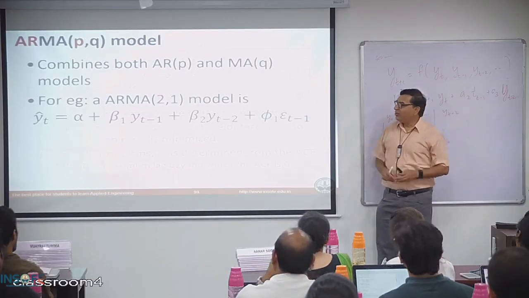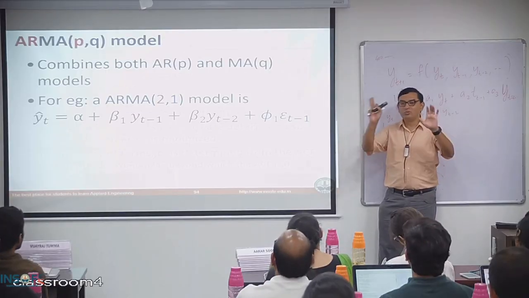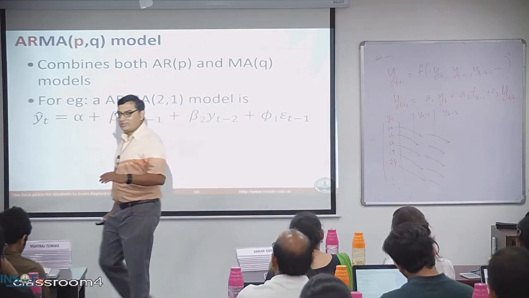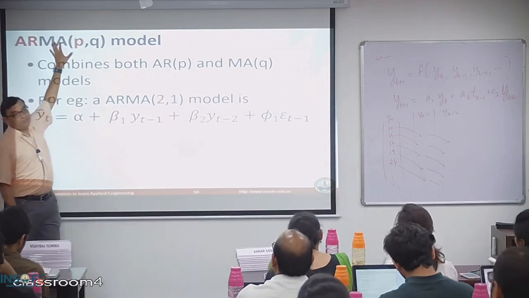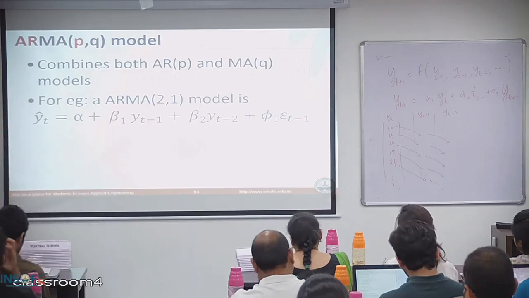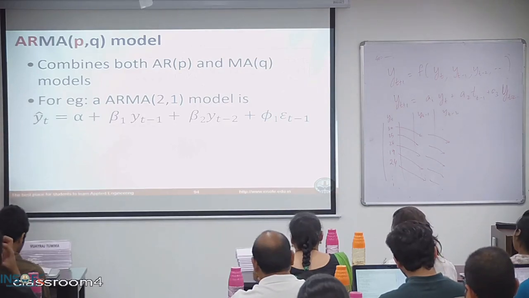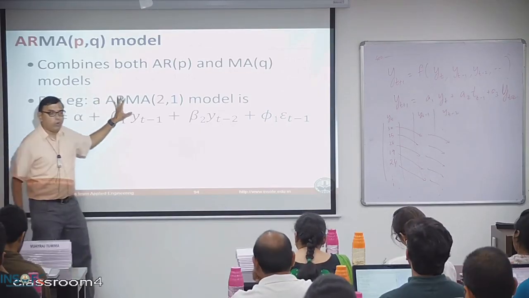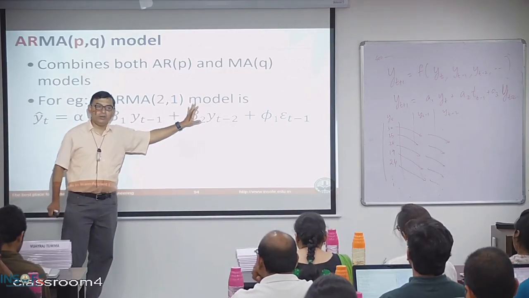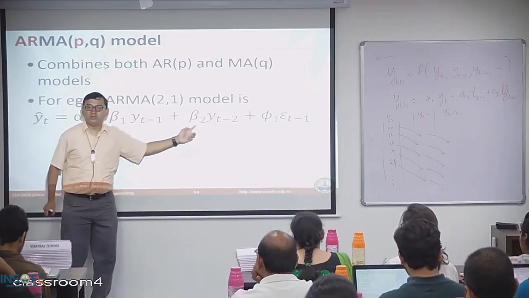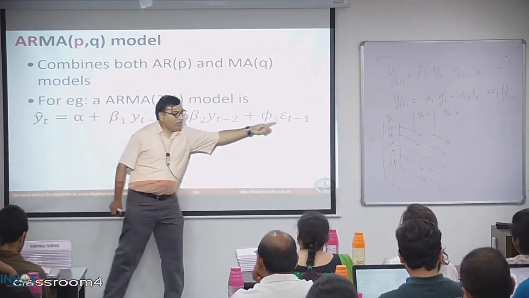Another class of models is when those two are combined together. They are called ARMA models, autoregressive and moving average terms. So not complicated at all. What you're doing in this is, an ARMA model of order 2, 1 just has two autoregressive terms and one error term.